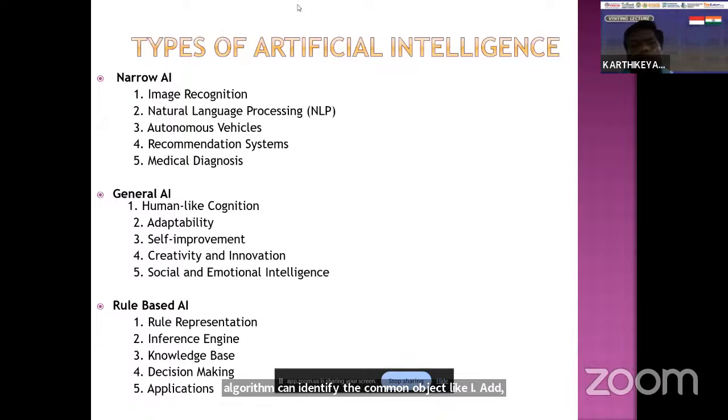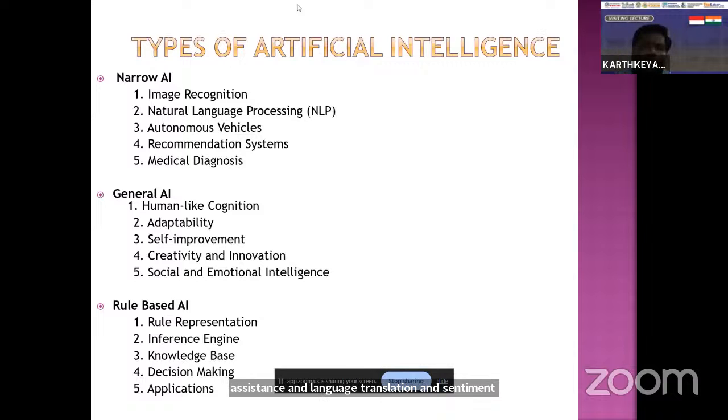And there is the next, natural language processing, that is NLP. NLP is another area where the system can understand human language. It enables applications like virtual assistants, language translation, sentiment analysis, and text summarization.